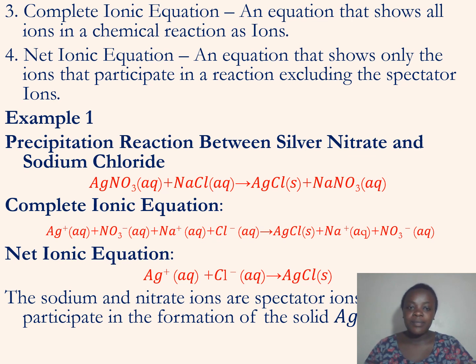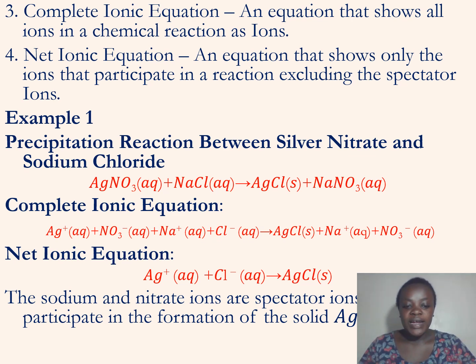Okay, the fourth term is the net ionic equation. The net ionic equation is an equation that shows only the ions that participate in a reaction, excluding the spectator ions. So we are going to see what spectator ions are. These are ions that do not change on the reactant side and on the product side, meaning that they are not involved in the formation of that compound.